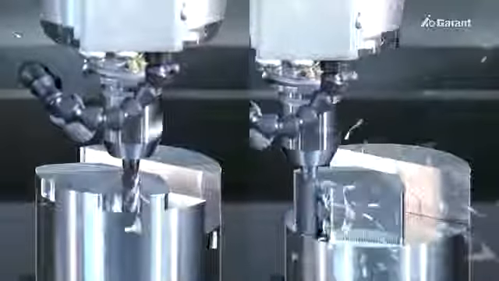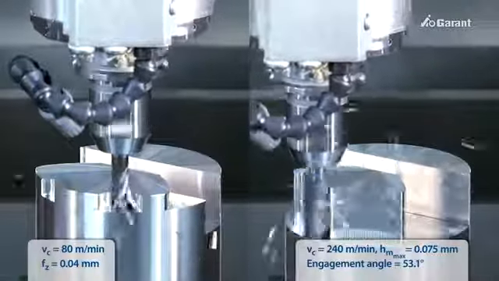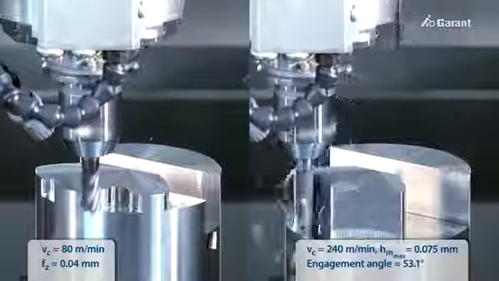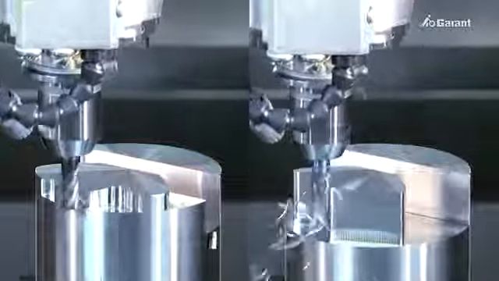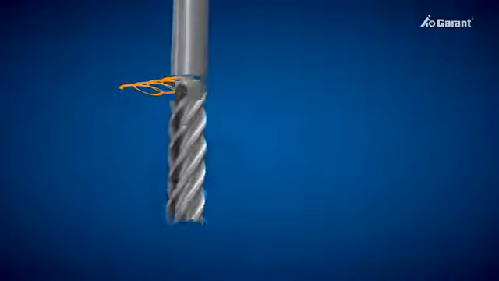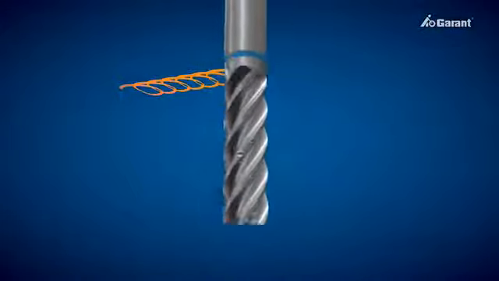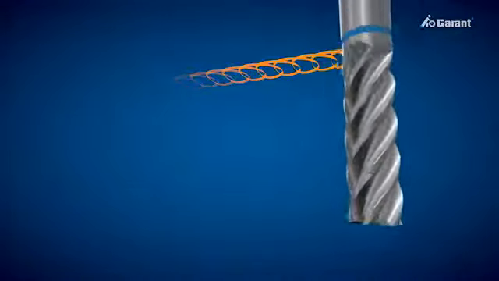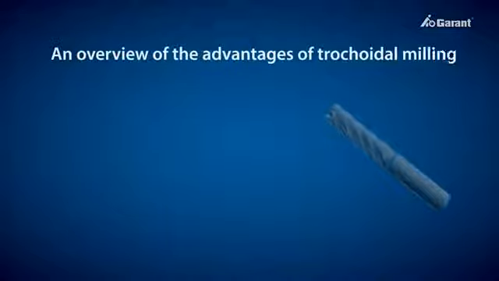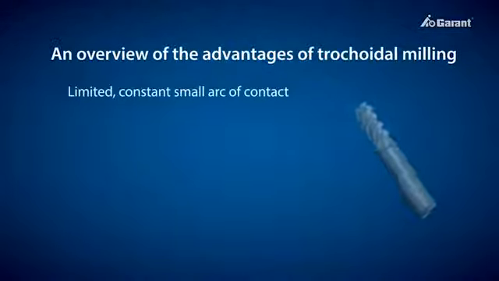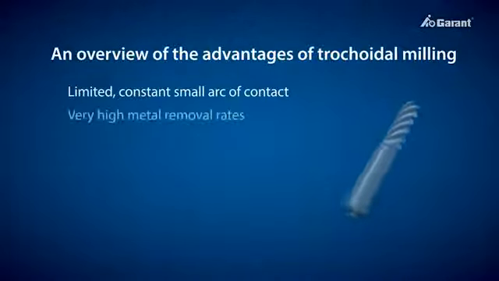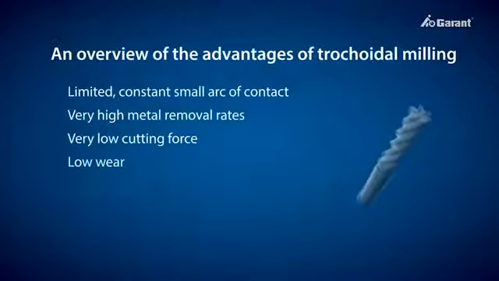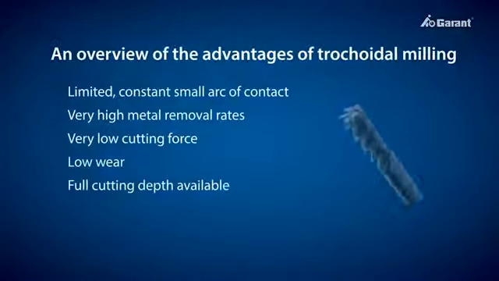The result of this strategy is that high cutting speeds are allowed at full cutting depth, whilst at the same time achieving significantly reduced tool wear. This procedure is achieved by overlaying two opposing movements: straight line and elliptical. This delivers many advantages, such as a limited, constant small arc of contact coupled with very high metal removal rates and very low cutting forces. Machining can be at the full cutting depth from the start, whilst achieving low wear.